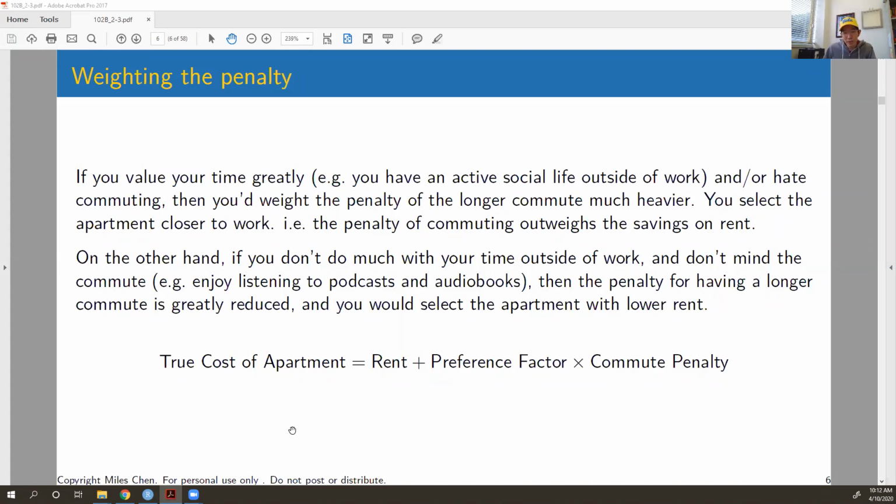So the true cost of the apartment is the rent plus some preference factor times the commute penalty. And these are the same pieces that go into the regularized loss. The regularized loss is equal to the ordinary least squares loss plus lambda times a complexity parameter. So we want to reduce complexity and keep our loss function, our sum of squared losses, small. And which one is more important is guided by this preference factor.